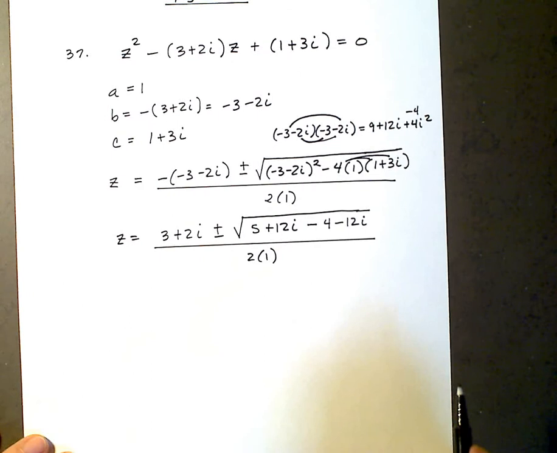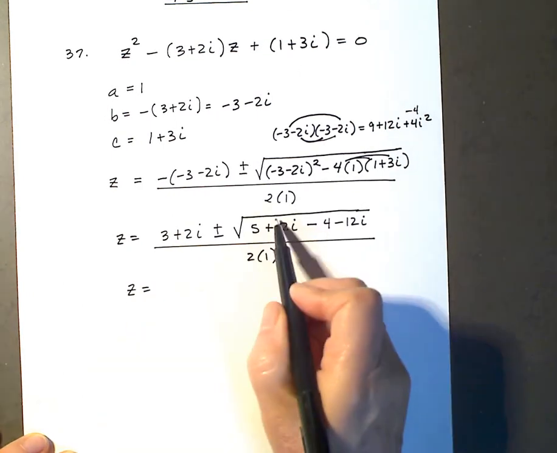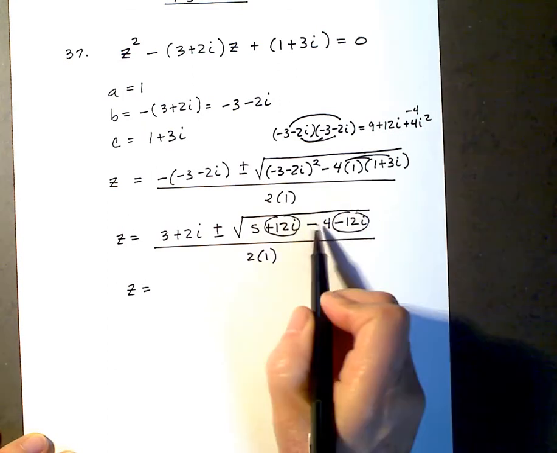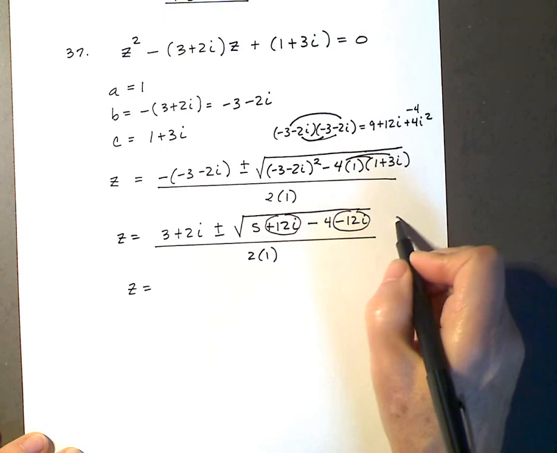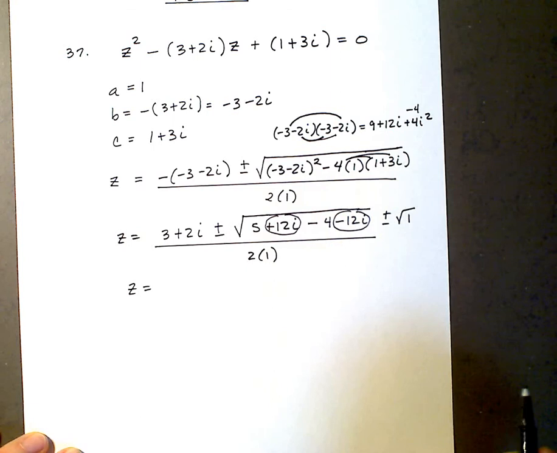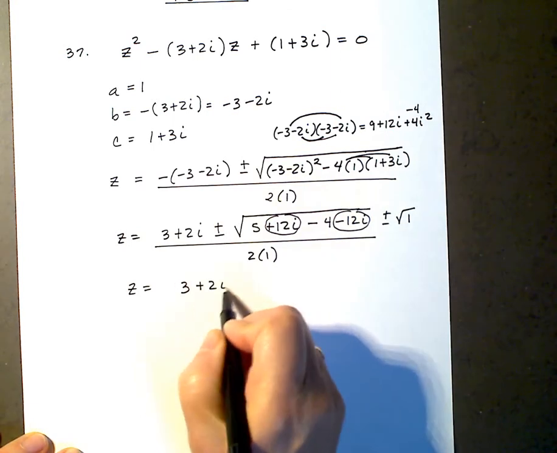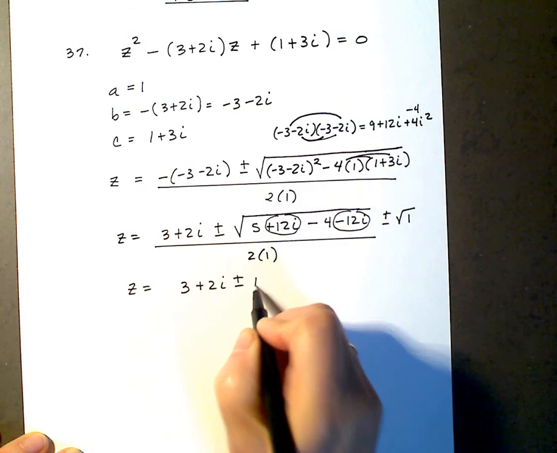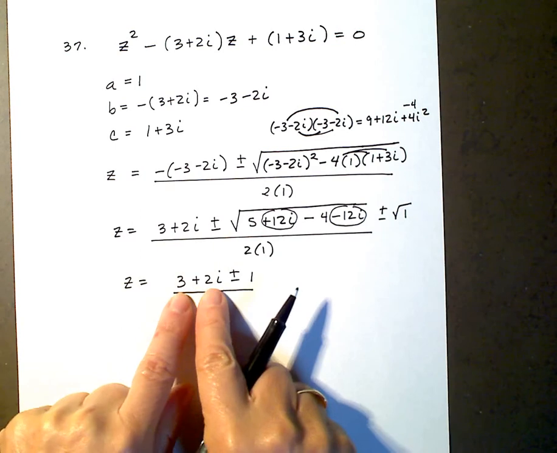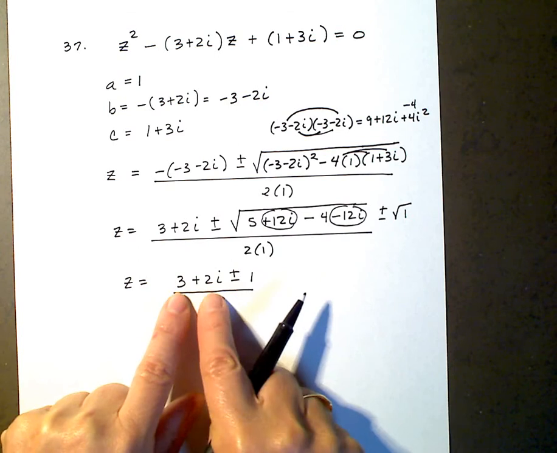Okay, so anyway, continuing on, let's simplify this over here. I've got a positive 12i and a negative 12i that cancel each other out, and I have a 5 minus 4, which is 1. So that whole thing simplifies to plus or minus the square root of 1, which is going to be a 1. So now in the numerator I have 3 plus 2i plus or minus 1 all over 2. So the 3 plus 2i stays together. I have to look at the plus path where I add 1 to this, and the minus path where I might subtract 1 from that.